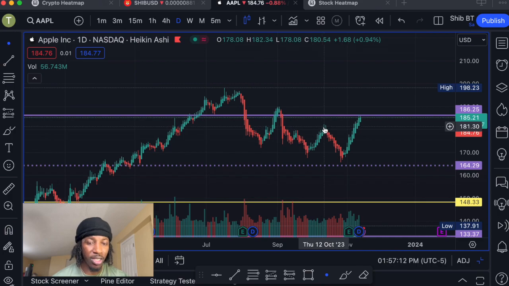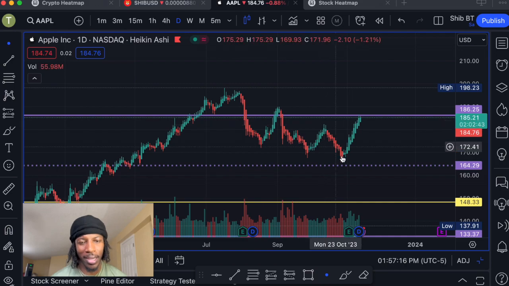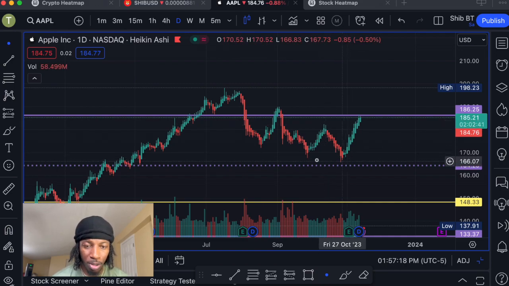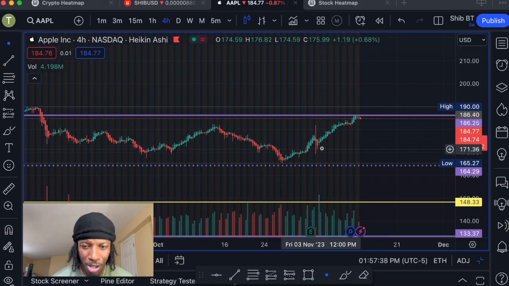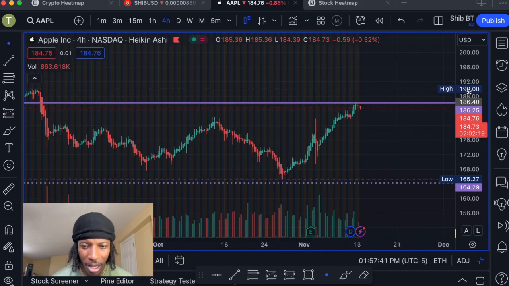Another push up, but nowhere near that last one. So guess what? We pull back again. This pullback was super close to this one. So when it got exhausted down here from selling, it inevitably pushed up again. So I would be looking to at least hit this last push up, which was about 188, 190. So let's zoom into the 4-hour and see.